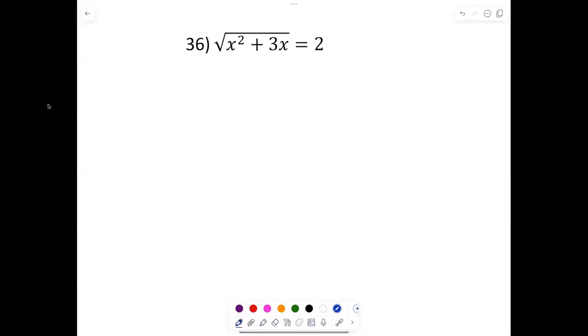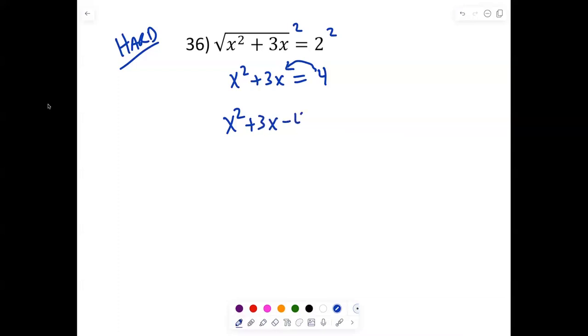All right, now again, guys, this one is a hard one. What do I have to do to both sides? Square. So now I have x squared plus 3x equals what? 4. Now, the reason why this is hard is because this is a quadratic. Quadratics you have to set equal to 0. So remember, from before spring break, we were working on this. So x squared plus 3x minus 4 equals 0. So now we have to do what?